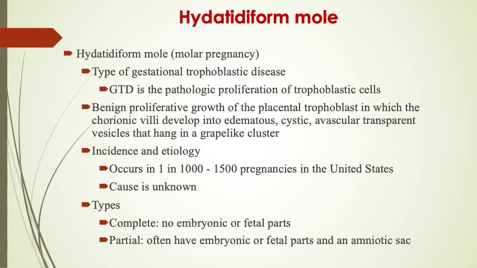So all you see is that grape-like cluster of those edematous, cystic, transparent vesicles. In partial molar pregnancy, there are often embryonic or fetal parts, and also you will have an amniotic sac in that partial molar pregnancy.